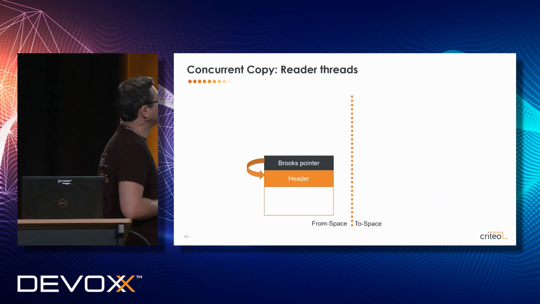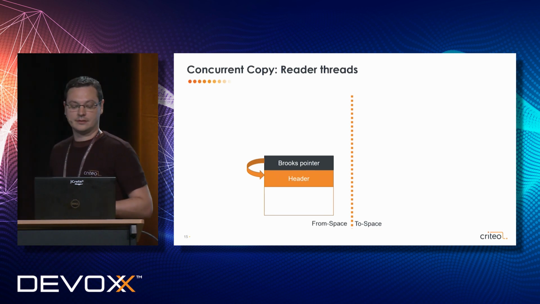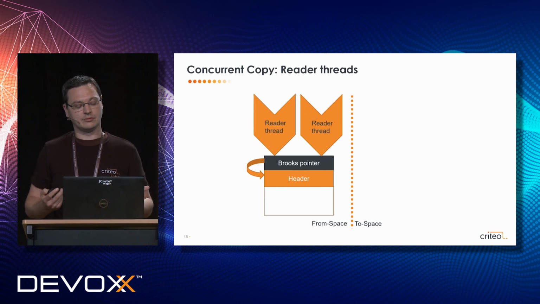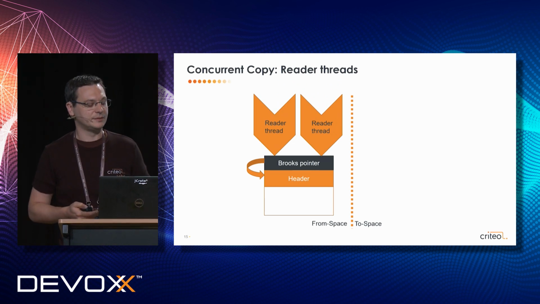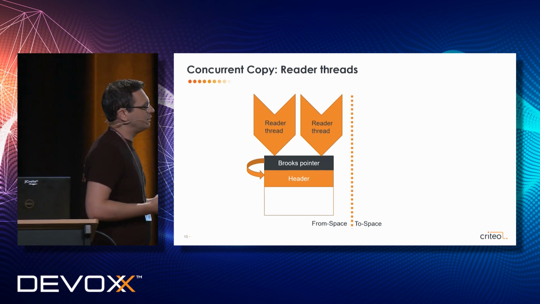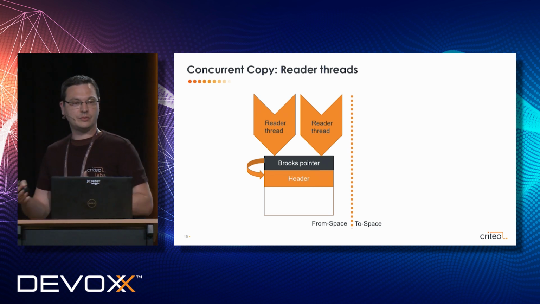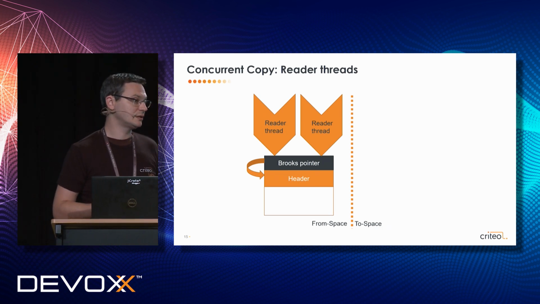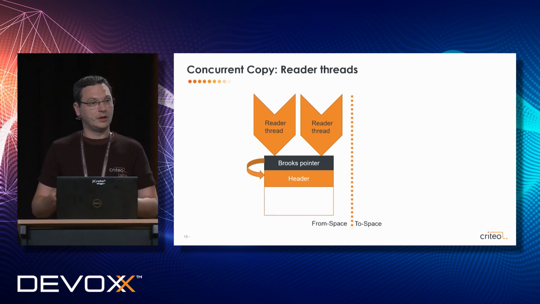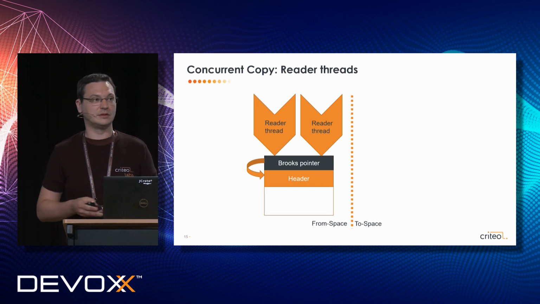That's the easy part. Now we have application threads that are trying to access the object in the from space. So two concurrent application threads try to access this object. As we have the invariant from Shenandoah, all writes need to be done into to space. So we are just reading the object, so no problem. We just dereference the Brooks pointer and access the object and read the fields of this object. It's still valid.